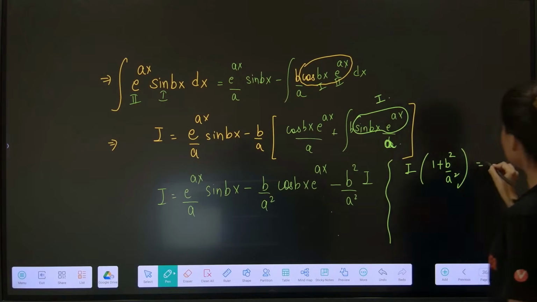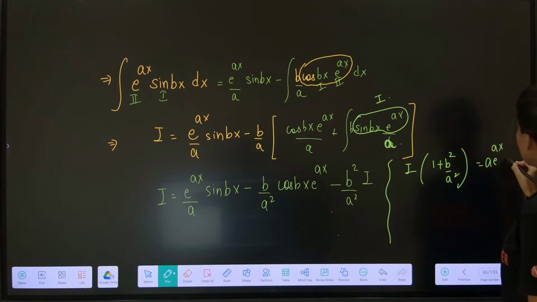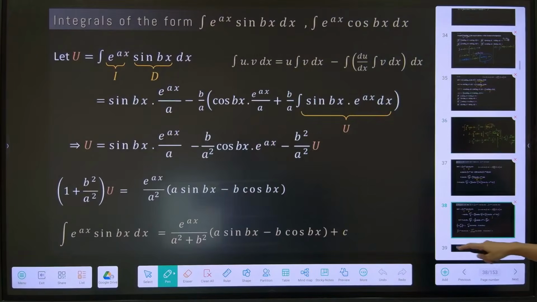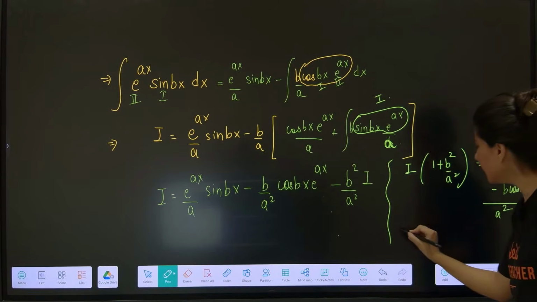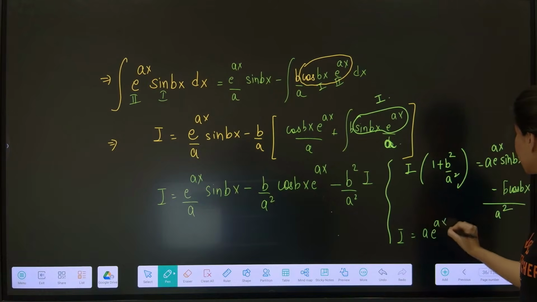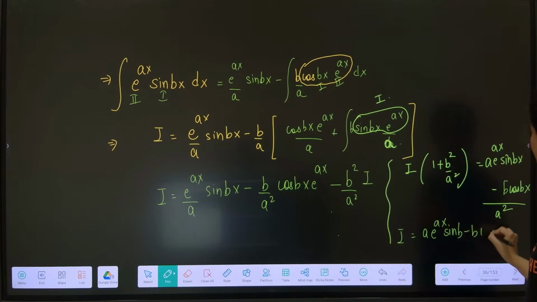Okay, so if you solve it, I will come out 1 plus b square by a square, and you know what, if you take LCM, a e power ax sin bx minus b cos bx upon a square. See, I'll show you the final thing, which is this. See, it is going to be I and a square. A square anyway cancels. So a e power ax sin bx minus b cos bx, e power ax is already there. Okay, here also. Upon a square plus b square, correct?